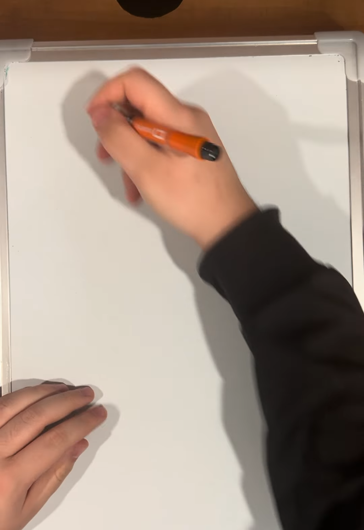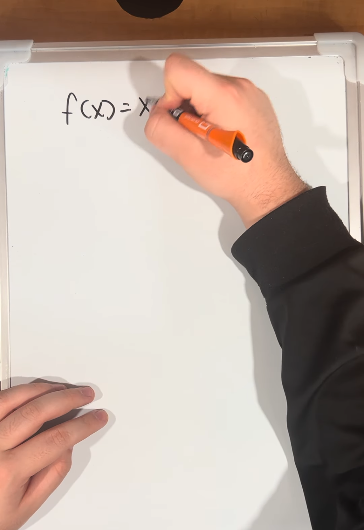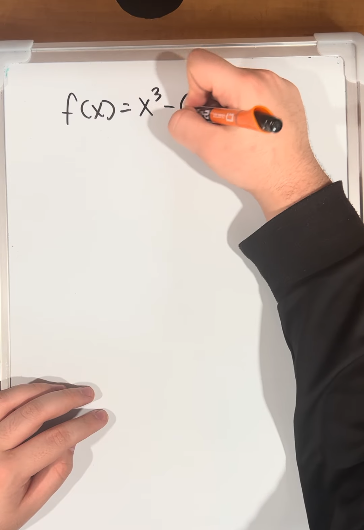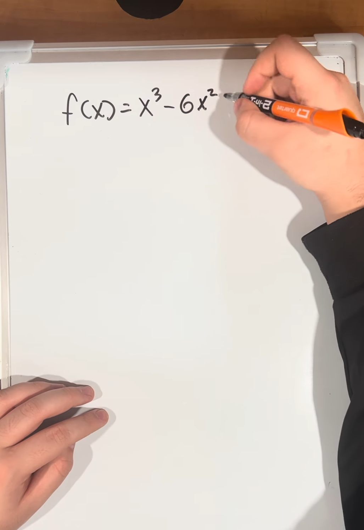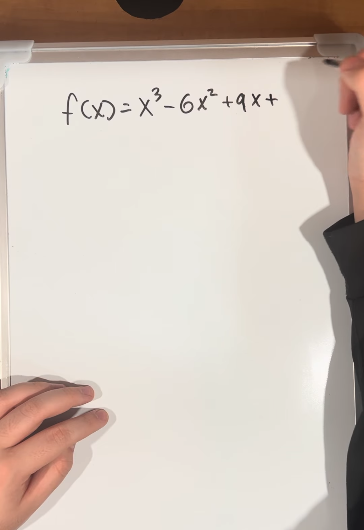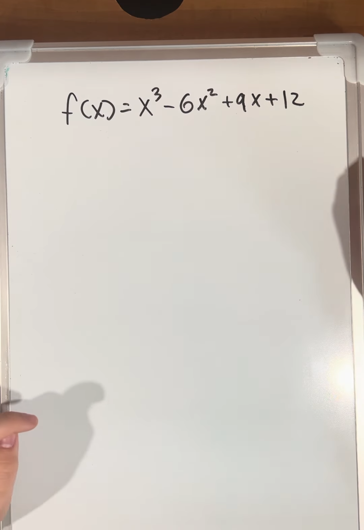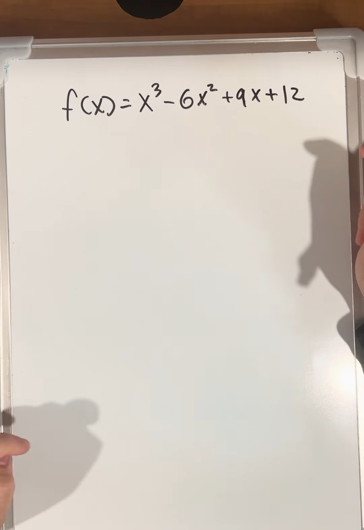What's up, everybody? Today this is another calculus lesson, and this is finding the max and min of a function. So we have a function over here, f of x is equal to, I'm just going to choose a random one, x cubed minus 6x squared plus 9x plus a constant. Let's do plus 12. Okay, just so that we have a nice trend going on here.